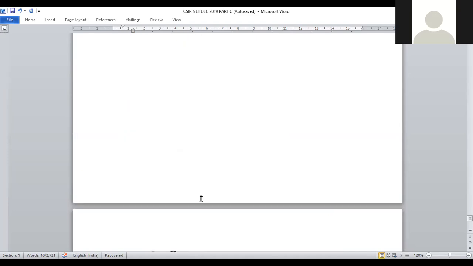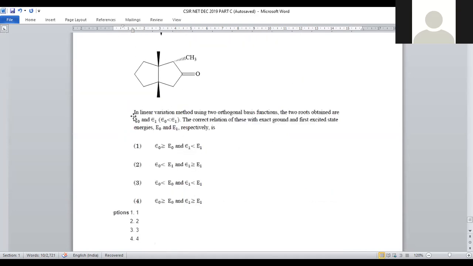Now let us move on to question number 59. In the linear variation method using two orthogonal basis functions, the two roots obtained are epsilon 0 and epsilon 1, with the condition that epsilon 0 is smaller than epsilon 1. The correct relation of these to the exact ground and first excited state energies, E0 and E1 respectively, is: they gave already the relation between epsilon 0 and epsilon 1.